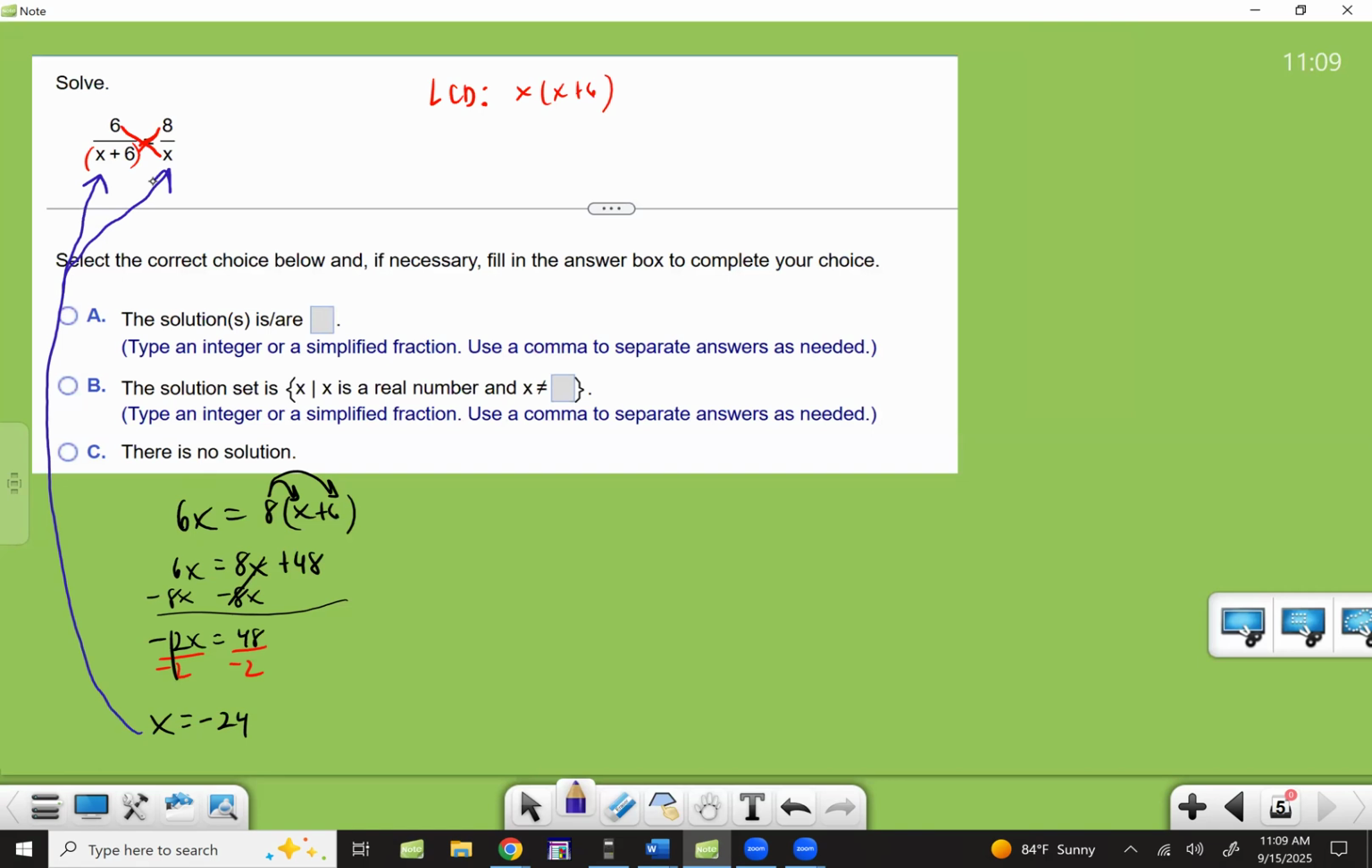Another way is before you even start this whole thing, you find your restrictions, right? And we find restrictions by setting the denominator equal to 0. So if we set x plus 6 equal to 0, we subtract the 6 from both sides, we can see that x cannot be negative 6. And then over here for the other denominator, you just set x equal to 0. So x is not allowed to be negative 6 or 0. Well, we didn't get negative 6 or 0, so we're good to go. Negative 24 is an actual solution here. So we're looking at A, right? Check the A box and put negative 24.